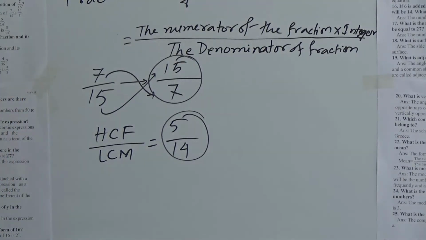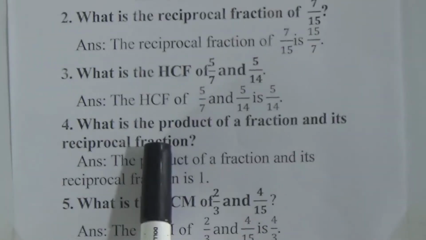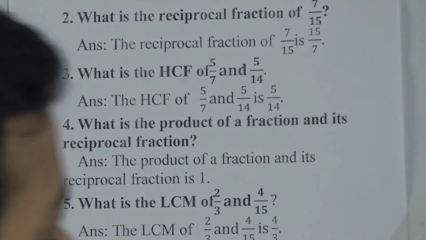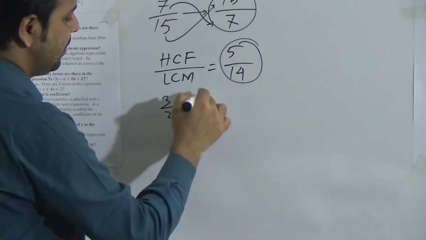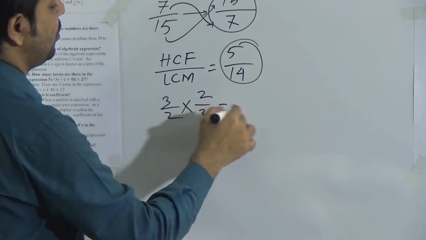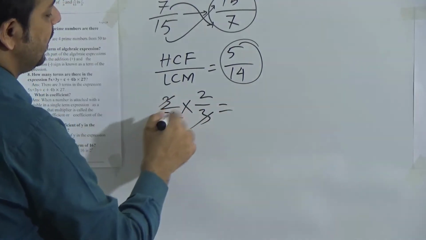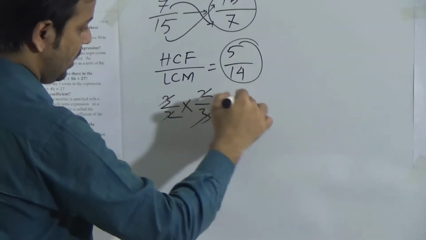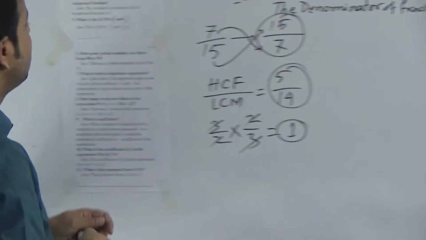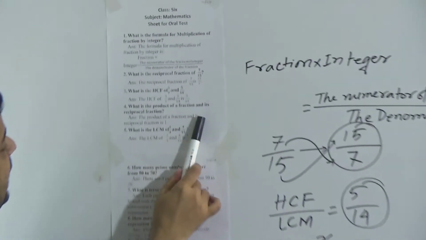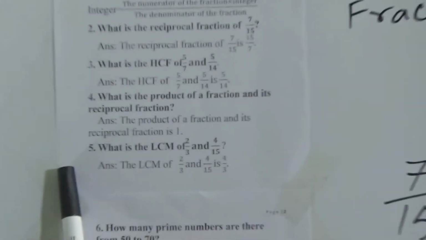Next question. What is the product of a fraction and its reciprocal fraction? Dear students, suppose 3 by 2 is a fraction and its reciprocal is 2 by 3. So their product is: 3 and 3 we can cut, 2 and 2 we can cut. So only 1 will remain. So the product is 1. It means that the product of a fraction and its reciprocal fraction is 1.